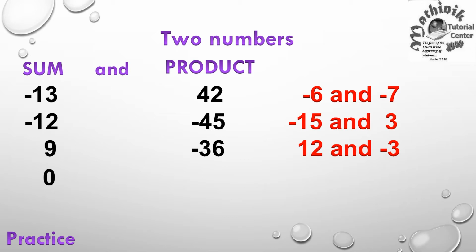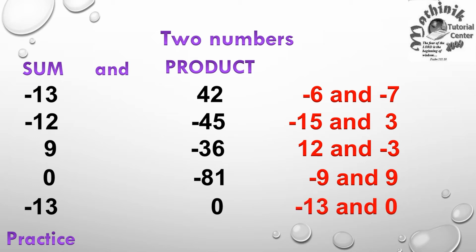Two more. Sum is 0 and their product is negative 81. What are the two numbers? Okay, that's negative 9 and 9. Negative 9 plus 9 is 0. And negative 9 times 9 is negative 81. Last one. Think of two numbers whose sum is negative 13 and whose product is 0. What are the two numbers? Negative 13 and 0.